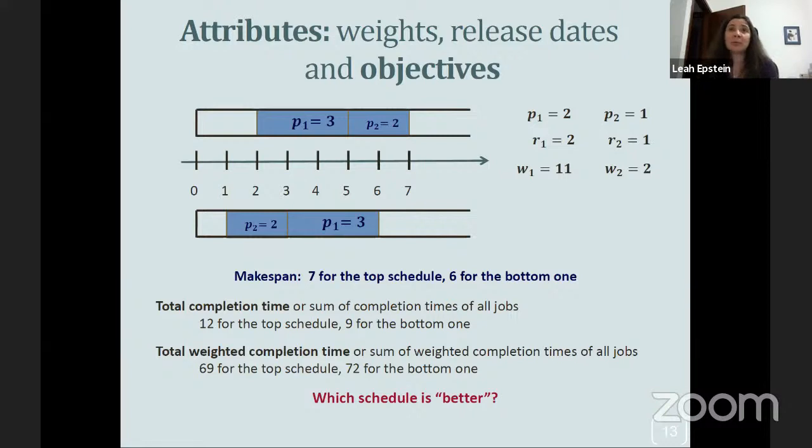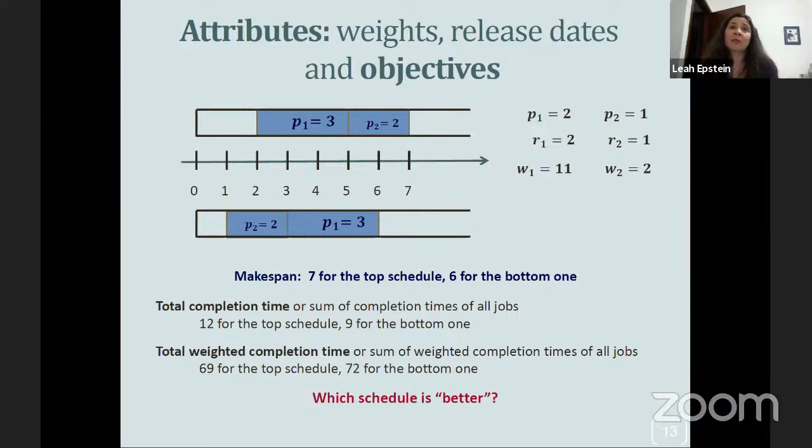And my question is, which schedule is better? Maybe it's a better question for students, but still. So the next question is, better in terms of what? If we are interested in the Makespan, then the top one finishes later, so the bottom one is better.